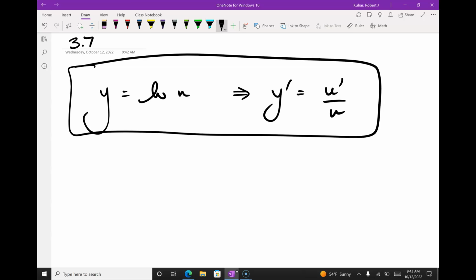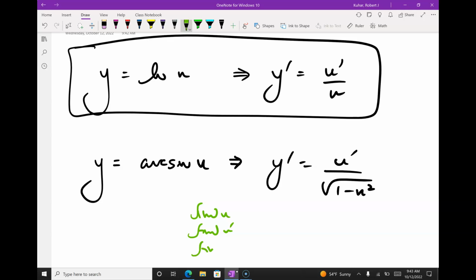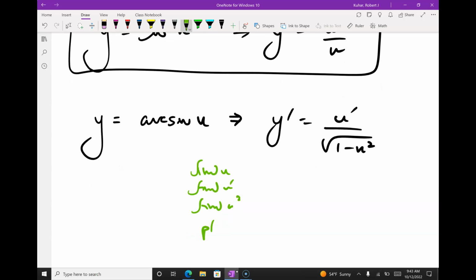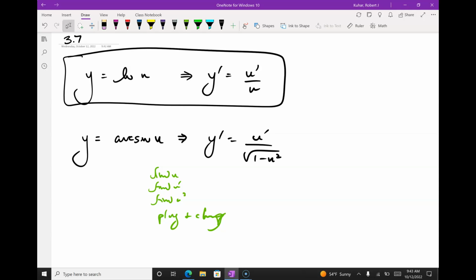We don't have to think about what's happening when we're doing our derivatives. So if you remember, I had y equals arc sine of u, which gave us y prime is u prime over the square root of 1 minus u squared. Then I asked you, what's my little checklist here? Find u prime, find u squared, plug and chug, right? It's the same thing here with our new formula, but a shorter list. What do I have to do? Find u prime, plug and chug, right?